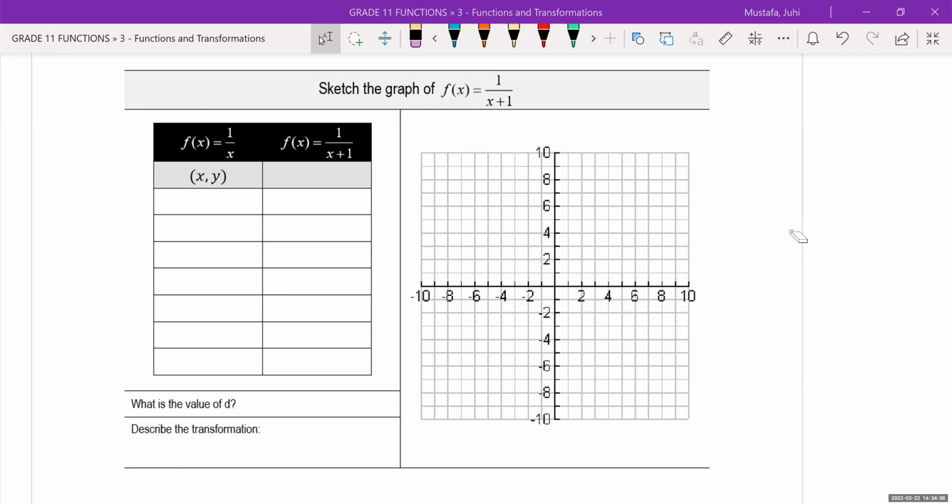Okay, for the rational function, let's go ahead and write in our table of values. So we have -2, -1, -0.5, 0, 0.5, 1, and 2. This is -0.5, -1, -2, undefined, 2, 1, and 0.5.